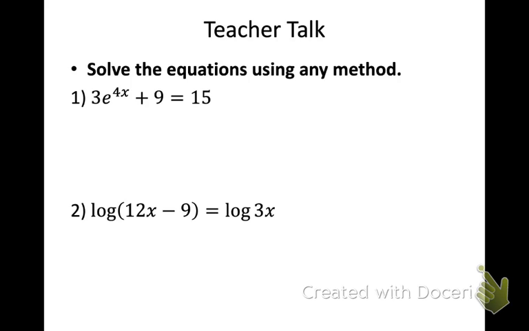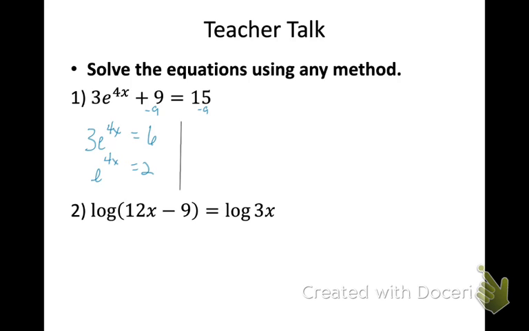I need to isolate my x expression, so I'll start by subtracting 9 from both sides and then by dividing by 3. So e to the 4x equals 2. Now I have my exponential expression isolated. I can rewrite this as a logarithm because my x is in the exponent and I need to get it into the line of the equation.